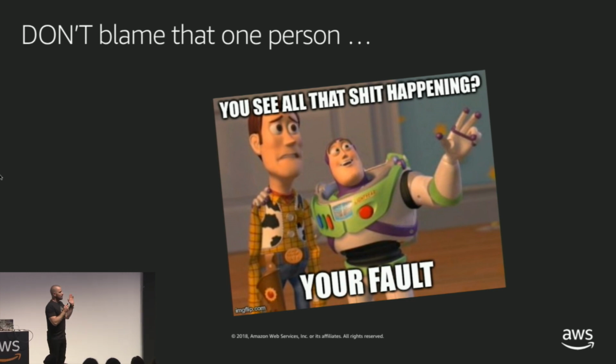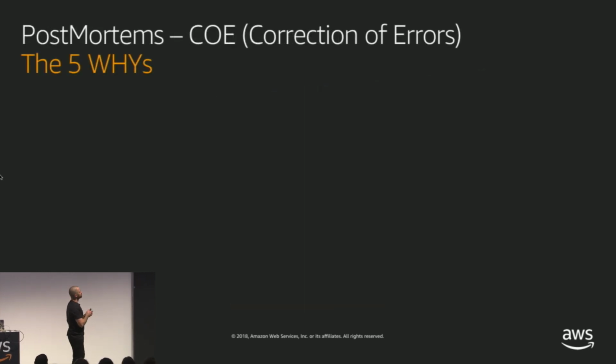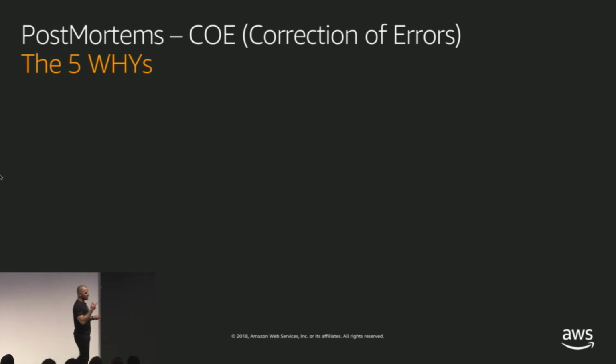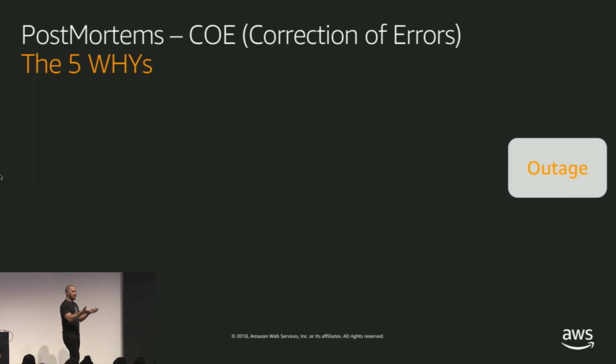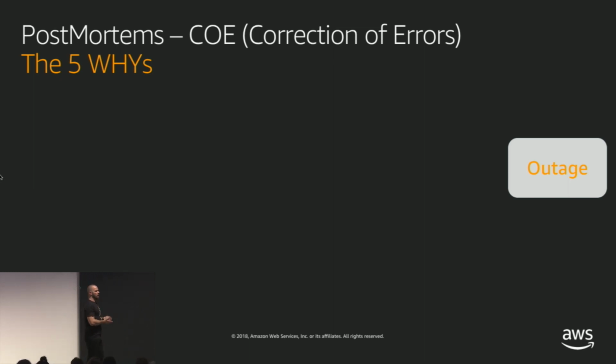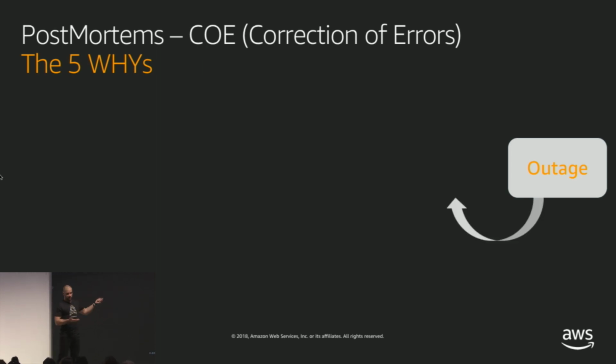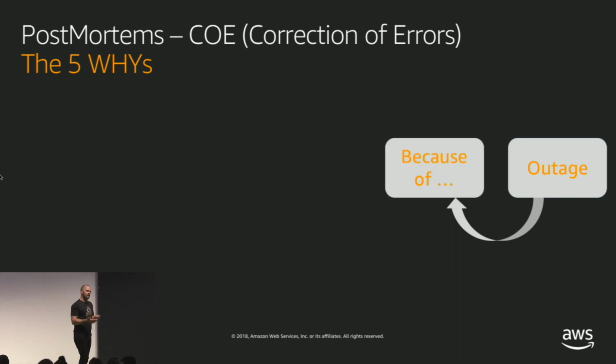OK. So don't blame anyone, because actually, that will destroy your company and your culture. And then when you do the verification and you want to go through the whole thing, you need to have some kind of methodology to understand what really happened. At Amazon, we like to use a methodology called the 5 whys. It starts with an outage, and then we ask, why did we have an outage?